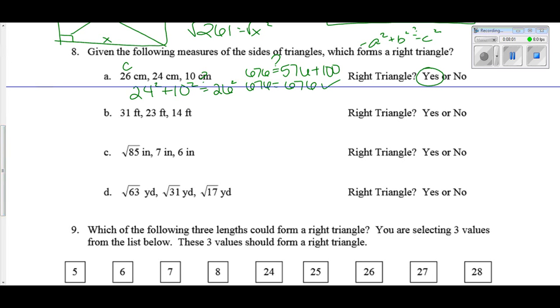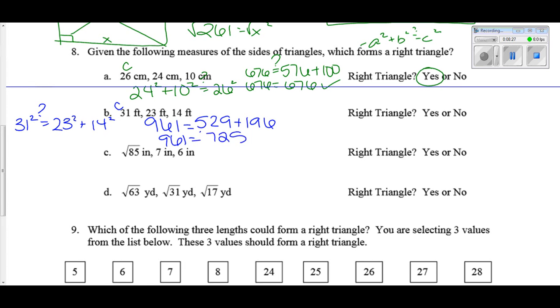For letter B, the 31 is the biggest side, so 31 is our C. So we're looking at, does 31 squared equal 23 squared plus 14 squared? 31 squared is 961, and we're saying, does that equal 529 plus 196? Does 961 equal 725? No, this is not a right triangle.